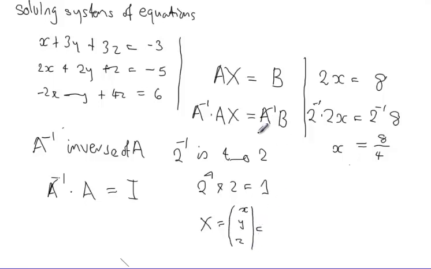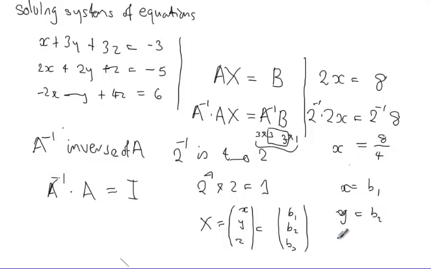Then it will be equal to, let's say this was a 3 by 3 matrix, like we read in this system, and this is a 3 by 1 matrix. So we can multiply, and it means we're going to get a 3 by 1 on the left hand side, which is B1, B2, B3. Then, like the French would say, voila, X equals B1, Y equals B2, and Z equals B3.